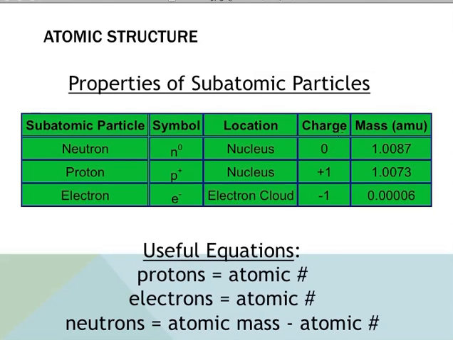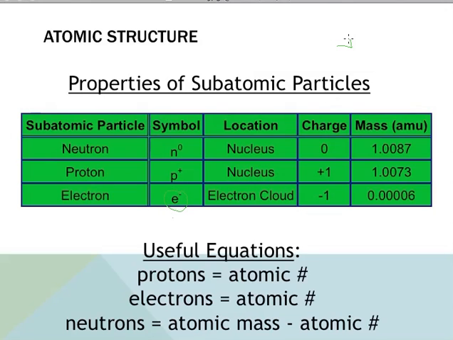This is just a little chart summing up what we just went over. So the neutron: no charge, in the nucleus, 0 for the charge. Proton, P, positive. They're in the nucleus, charge of +1. Electron, E to the minus. So this is the symbol for electron.